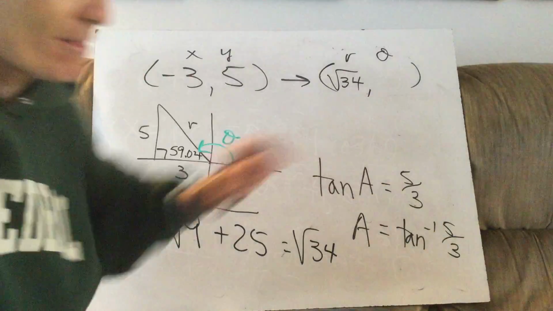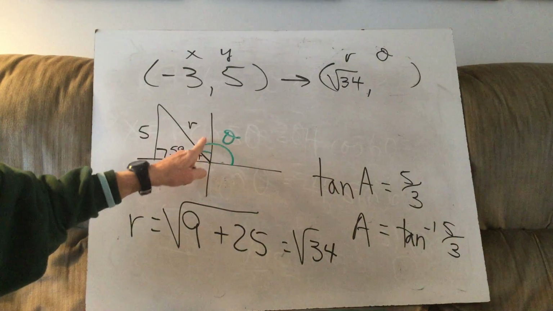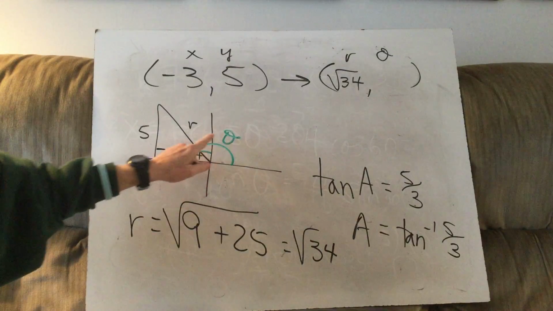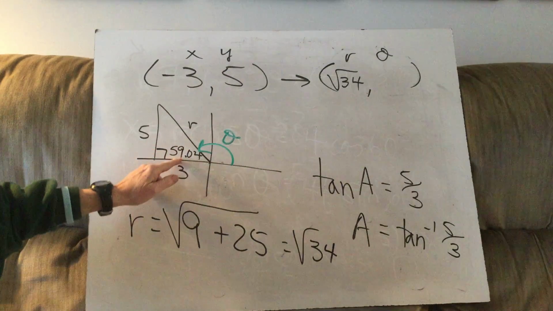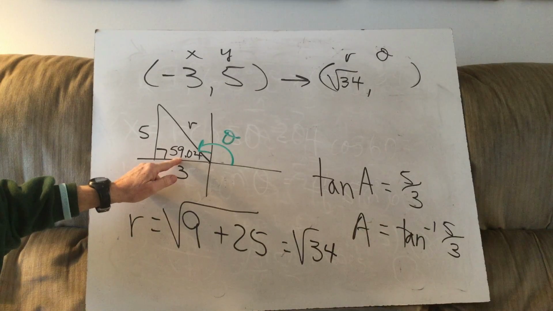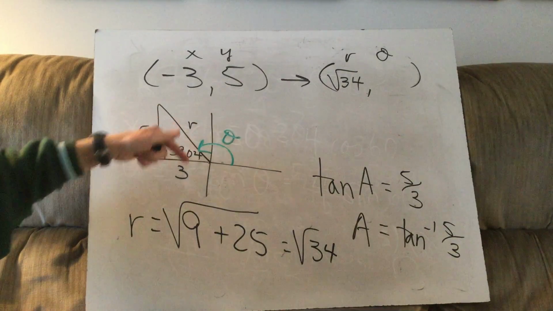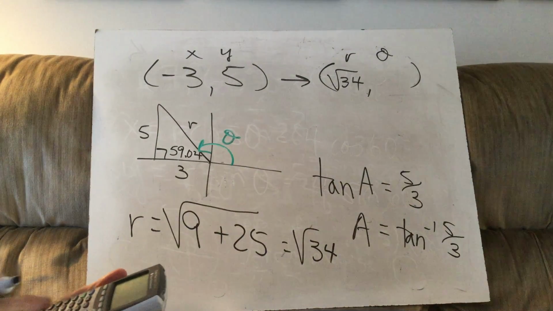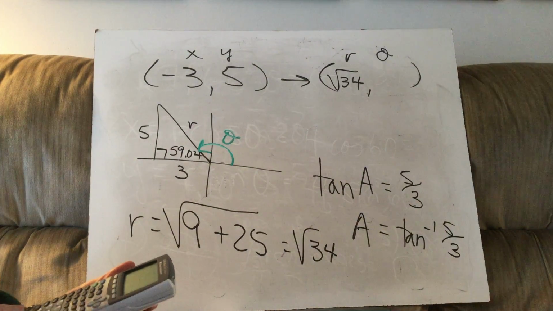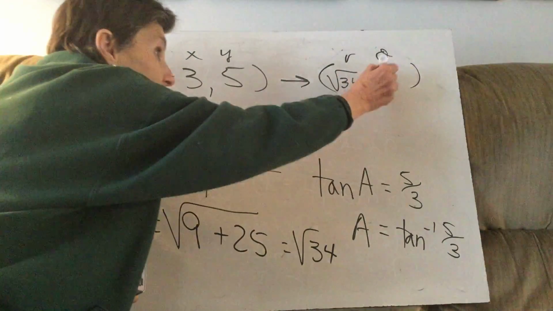That is not my theta, though. No, no, no. This is not my theta. This is my theta. So how will I find my theta? Well, if I went all the way to here, it'd be 180. But I stopped before I got there. So I'm going to have 180 minus 59.04, and it's 120.96.